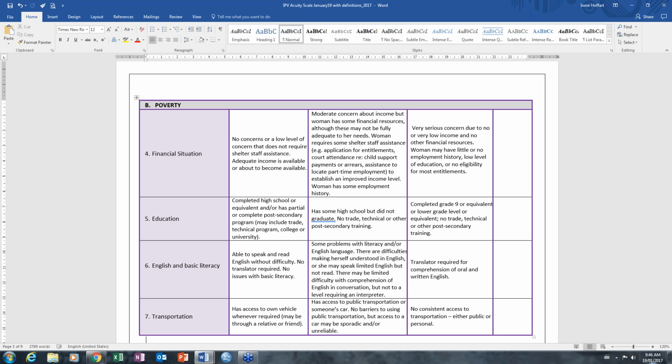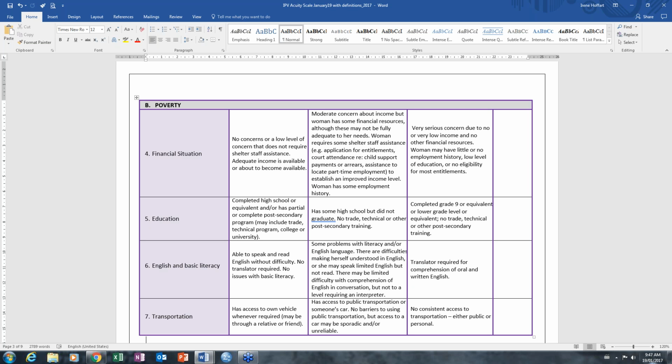The score of 3 would be moderate concern. She has some financial resources, but they may not be fully adequate. She does require some staff assistance to establish the income level that she needs, but it's not significant, and she may have some employment history. Number 5, then, the most complex, would be very serious concerns. There's no income or very low income, no resources, no employment history, low education, no eligibility for requirements. That is the end of the continuum.